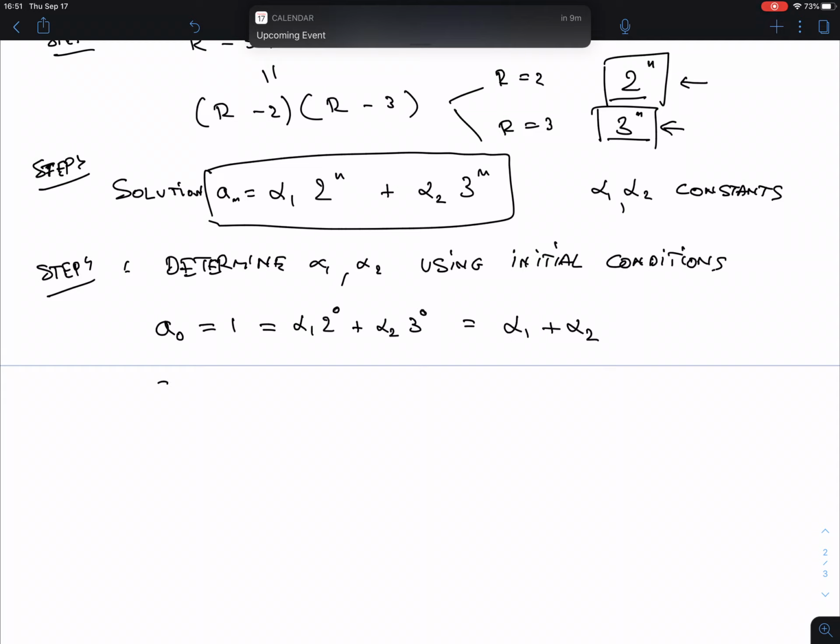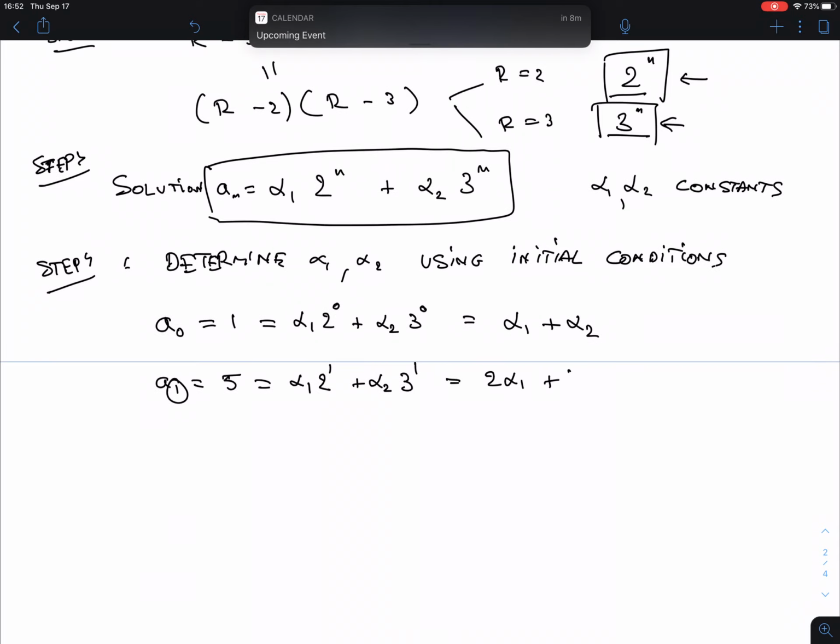That would mean alpha 1 plus alpha 2 equals 1. But there's a second one. a1 is equal to 5. That would be alpha 1 times 2 to the power 1 plus alpha 2 times 3 to the power 1, because n is now 1. That has to be equal to 5. So that means 2 times alpha 1 plus 3 times alpha 2 is 5.